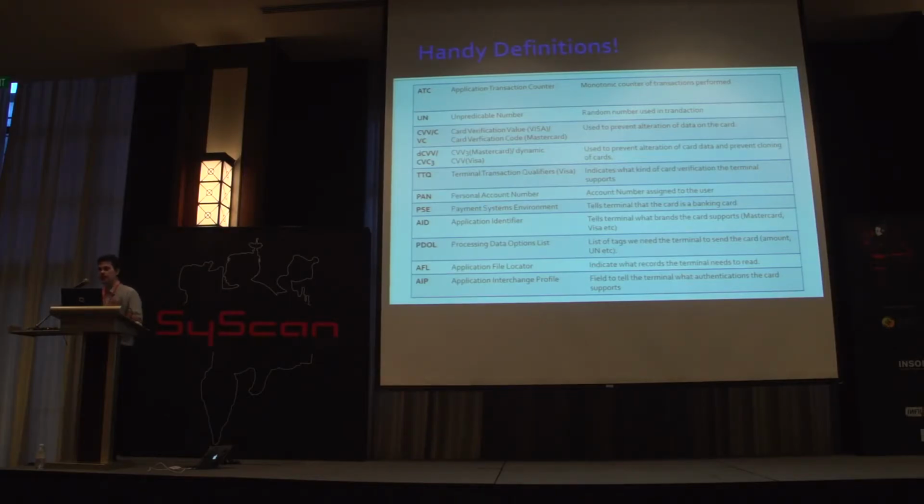There's the unpredictable number. This is supposed to be a random number, but it can be a date, for example, in the standard, so it's not really the greatest unpredictable number, but that's used in the authentication process of a transaction normally. And the other key one is the CVV codes. These are your card verification values. These typically were used originally for prevention of alteration of data on a card, and have been extended to prevent cloning of cards as well, now in contactless transactions.